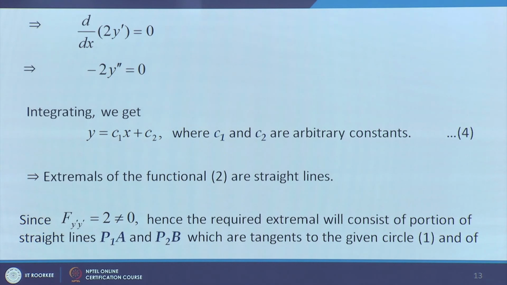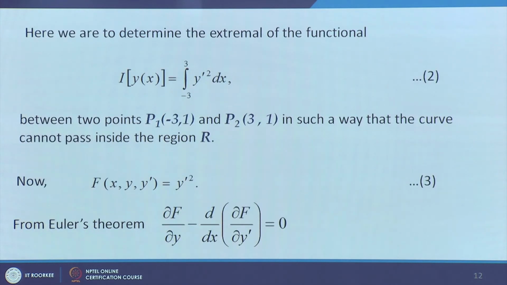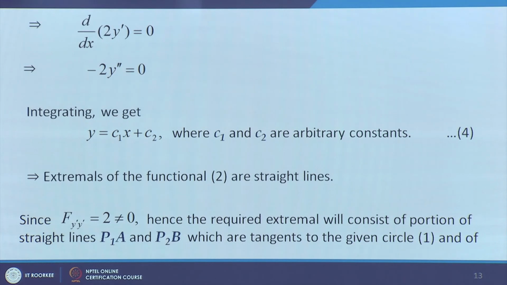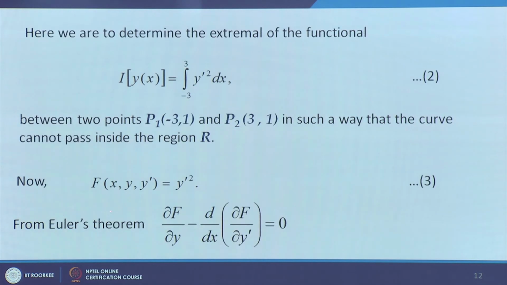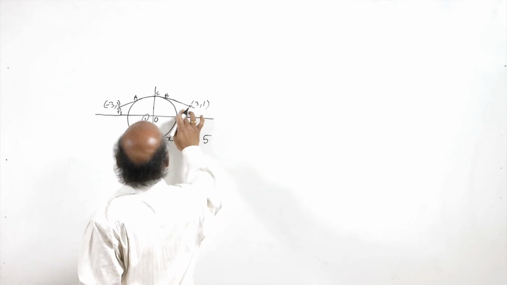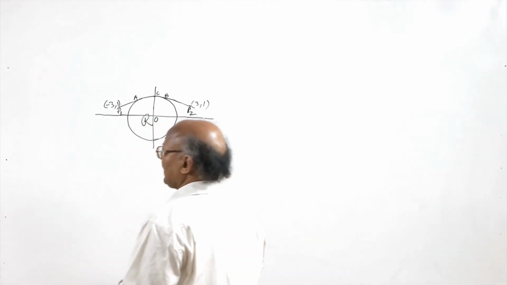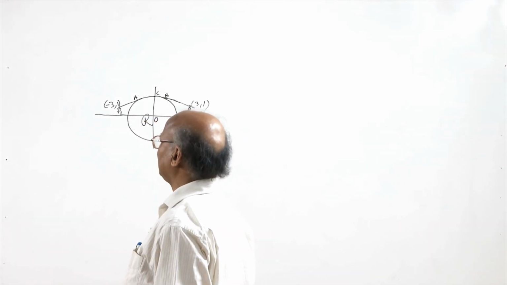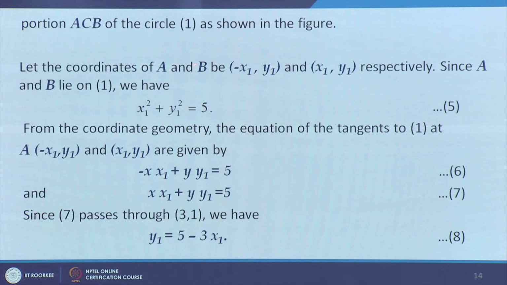So, the extremals of this functional are straight lines. Since F_y' is 2y' and F_y'y' will be 2, F_y'y' is not equal to 0, and therefore the required extremal will consist of portions of the straight lines P1A, let me call it P1A, and this as P2B, which are tangents to the circle, with one end on the portion ACB of the circle as shown here.